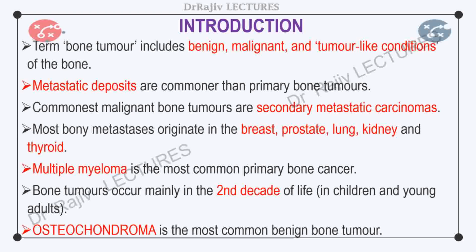Orthopedic oncology involves the diagnosis, management, and surveillance of primary mesenchymal malignancies or sarcomas, benign bone and soft tissue masses, and secondary neoplasms of bone and soft tissues. The term bone tumor is a broad term used for benign and malignant neoplasms as well as tumor-like conditions of the bone, like osteochondroma. Metastatic deposits in the bone are commoner than primary bone tumors.